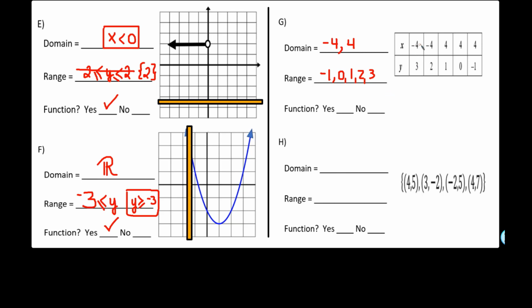And is this a function? Well, the problem is the 4 repeats. So that means this is not a function, because to be a function, the X value cannot repeat.